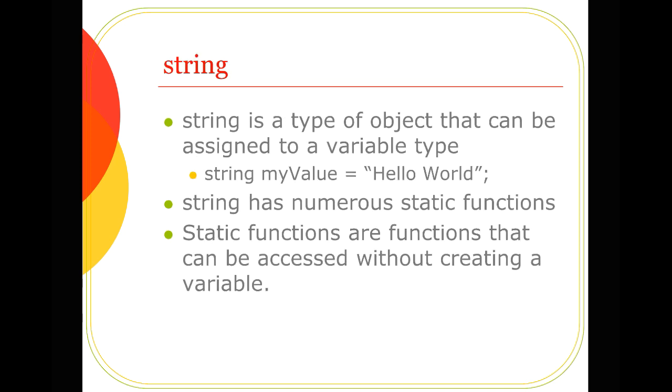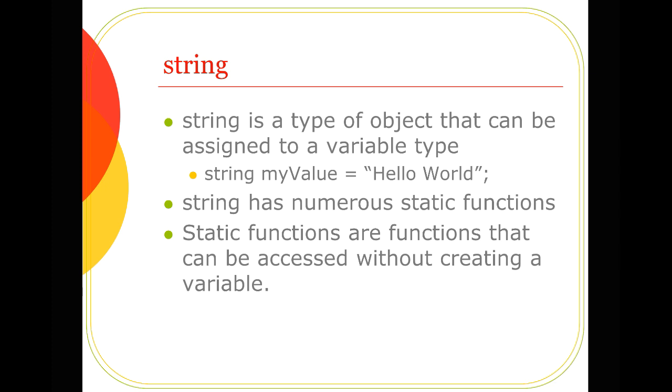So a string is a type. We know this. It's kind of like int. It's the type of variable you're creating. Here's an example where I create a value of type string and assign it hello world. If I didn't assign it the value of hello world, it would be implicitly null. But here I explicitly assign it a value, so it's hello world.